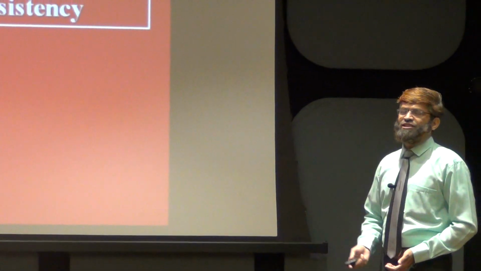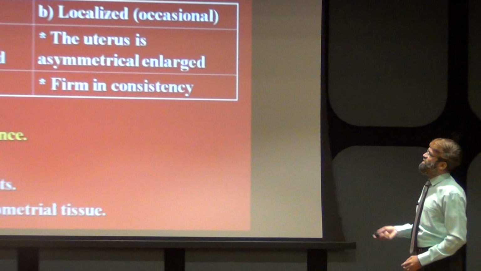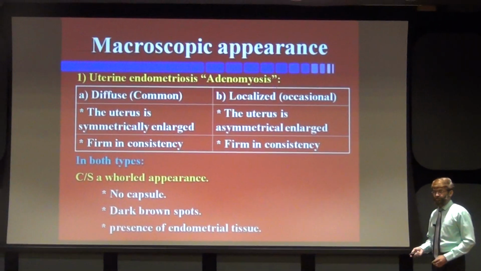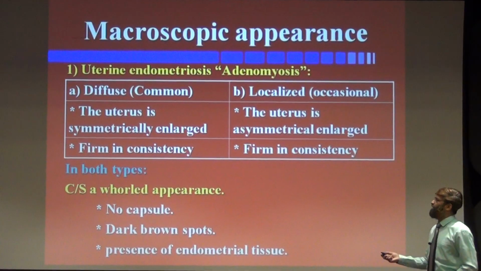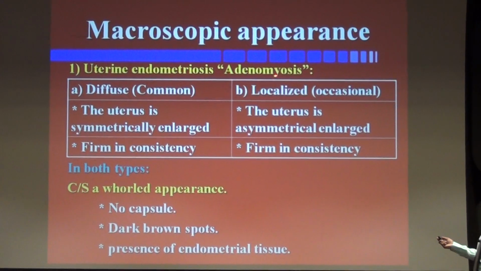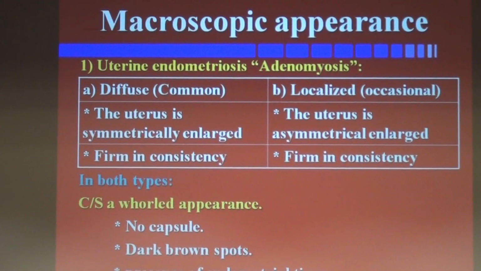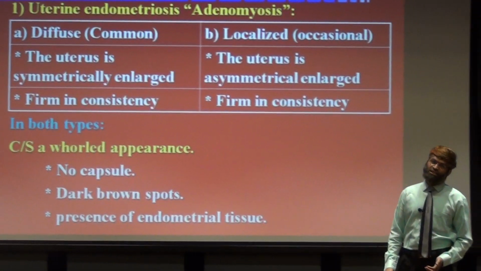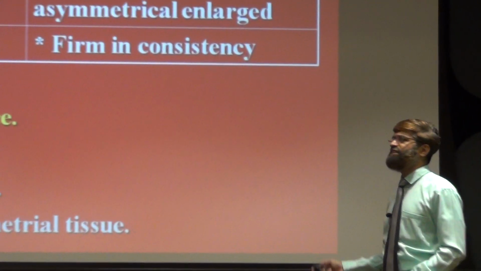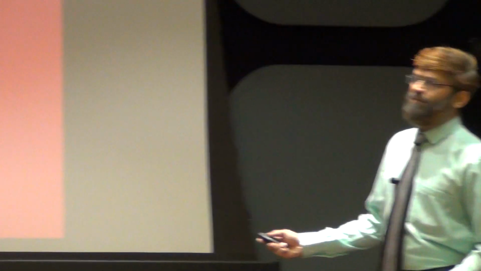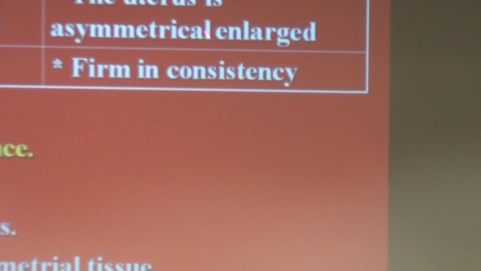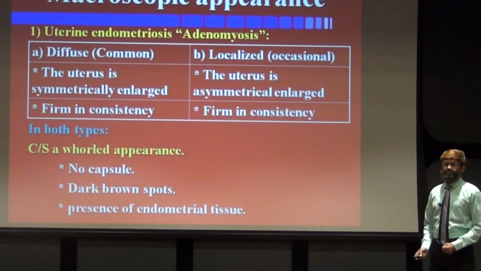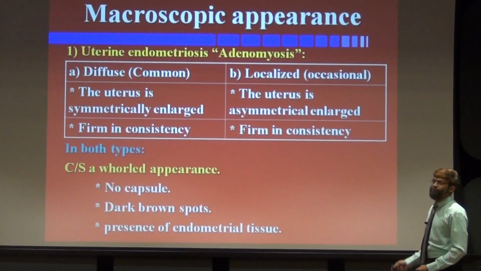Next is the macroscopic appearance of endometriosis, especially uterine endometriosis, that is adenomyosis. If you recollect, a few minutes back we gave the idea that uterine endometriosis or adenomyosis is called endometriosis interna. So we are talking about endometriosis interna first. Endometriosis interna is of two types. First is the diffuse type, which is more common, and second is localized, which is occasional. So more common is the diffuse type.